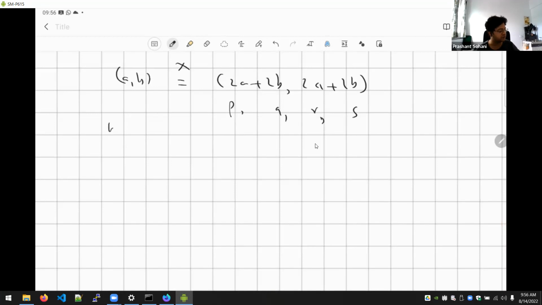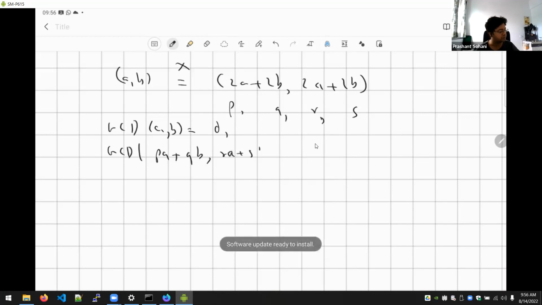And what else can you say? Let us say the GCD of A and B is D1, and the GCD of PA plus QB and RA plus SB is equal to D2. No matter what PQRS, do we all understand that D1 has to divide D2? Because D1 divides A and B, D1 will divide any linear combination of A and B. So D1 will divide PA plus QB and RA plus SB. And then from the theorem we had done last time, D1 has to divide the GCD of those two numbers. So D1 divides D2. So half the battle is done, right?